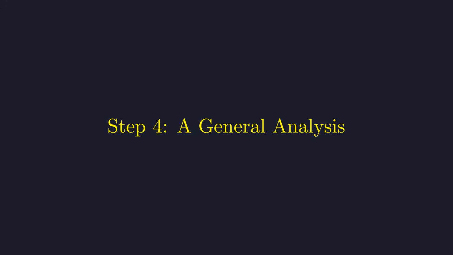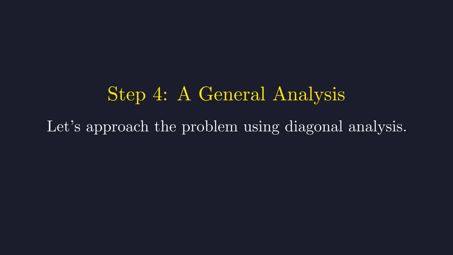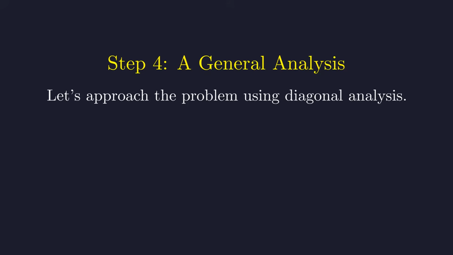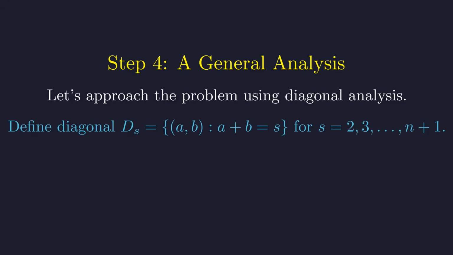We've found solutions for k equals 0 and 1. To find the other possible values, we need a more powerful method of analysis. The key is to organize the points by their diagonals. Let's group the points based on the sum of their coordinates. We can define a diagonal d sub s as the set of all points where a plus b equals a constant s. For our grid, s ranges from 2 up to n plus 1.